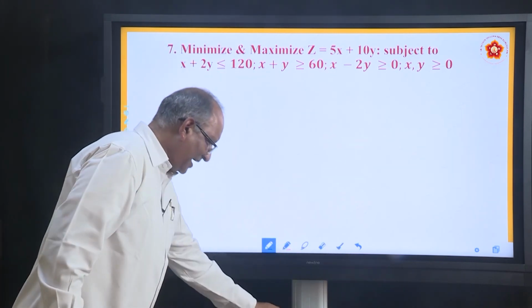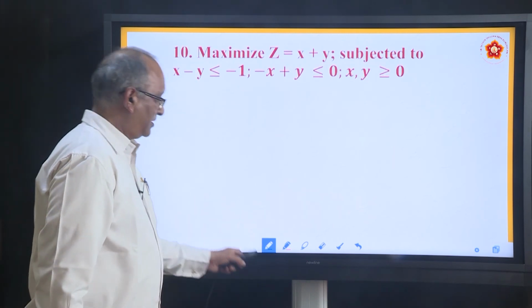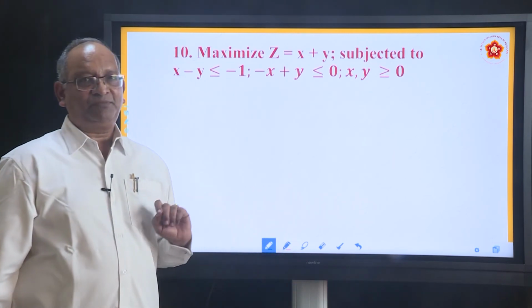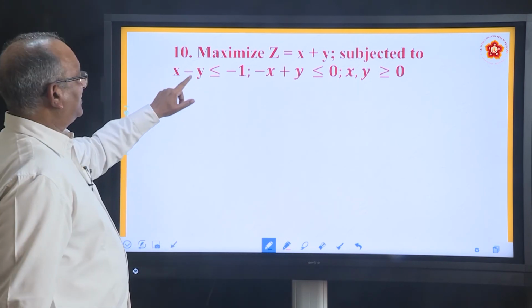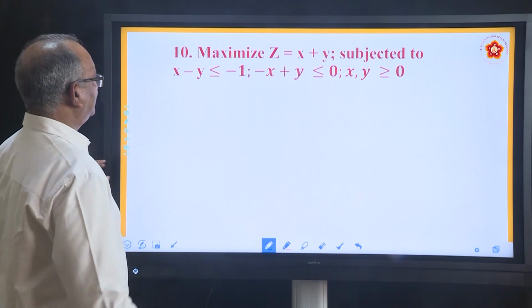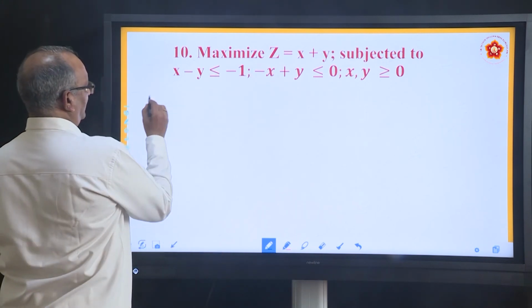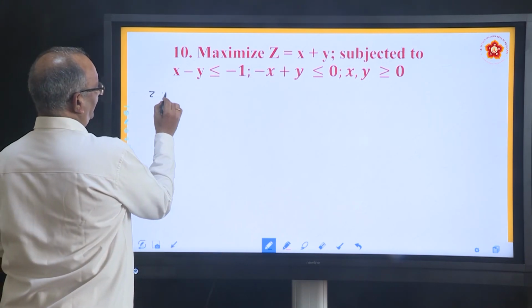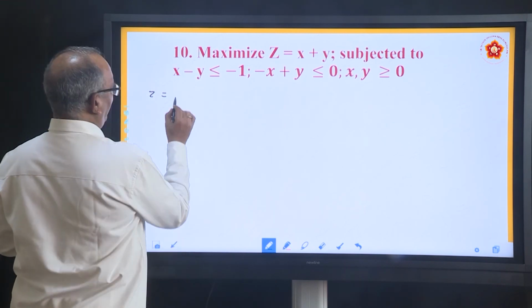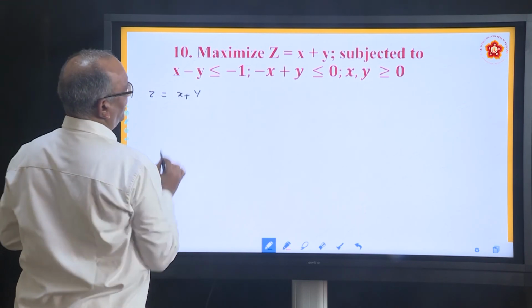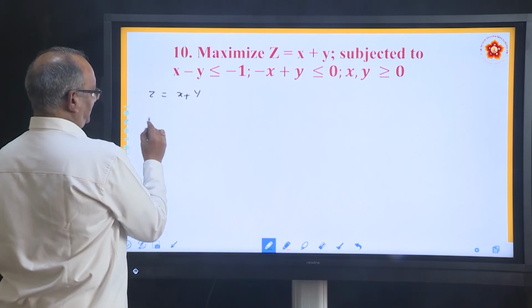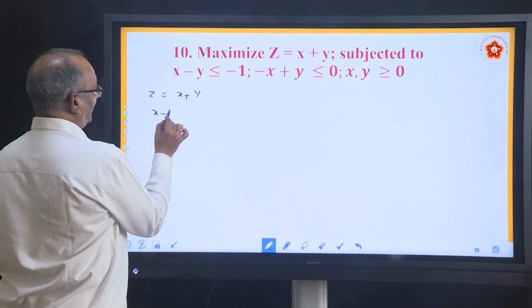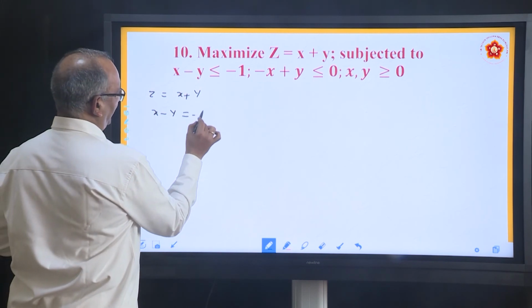We'll just take one last problem today, before we close this session. What is it? Again, he says maximize Z equal to x plus y. What are the constraints? Convert the constraints into equations. So, one is x minus y equal to minus 1.